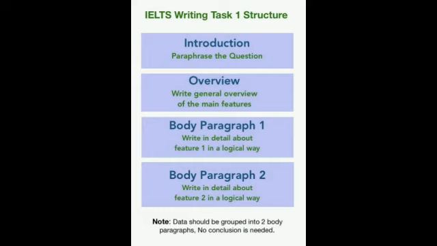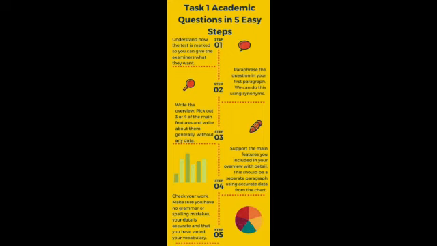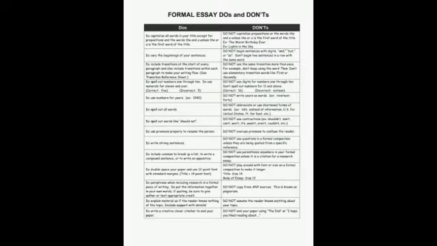Tip number 8. Task 2 of the academic writing test is an essay. Don't forget to plan your essay structure before you start writing. You should include an introduction, ideas to support your argument or opinion, real-life examples to illustrate your points, and a conclusion based on the information you have provided.